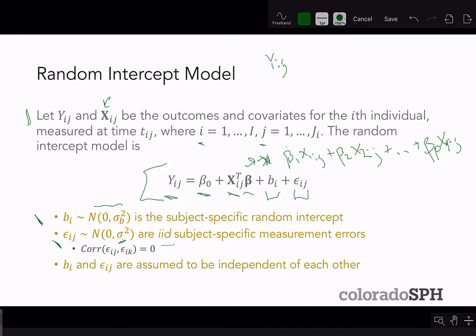And we assume that these measurement errors are IID, which means that the correlation for the error between time point j and time point k is equal to 0, even within the same subject. And then we also assume that bi and epsilon ij are independent, which means that the correlation between bi and epsilon ij is also equal to 0.